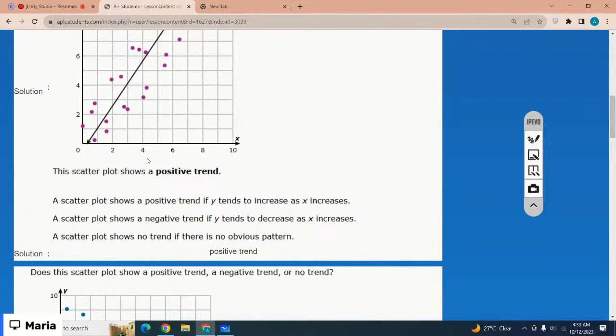And a scatter plot shows a negative trend if y tends to decrease as x increases. That shows the negative trend. And a graph shows no trend if there is no obvious pattern, right? So as x increases, y also increases. That means the graph has the positive trend, right? Just look at this graph.